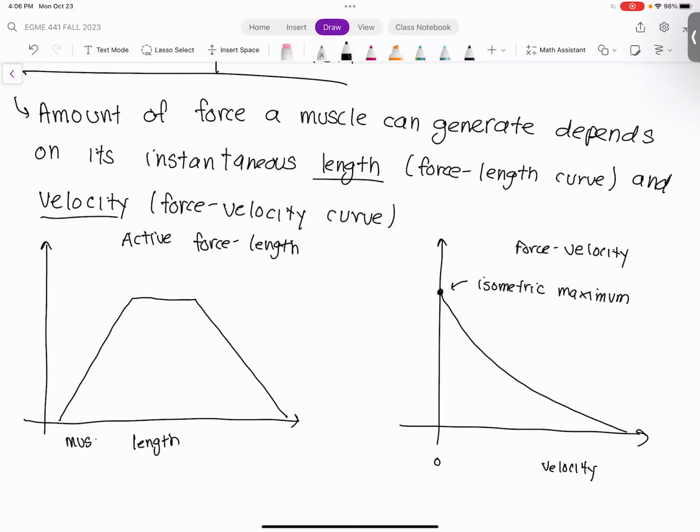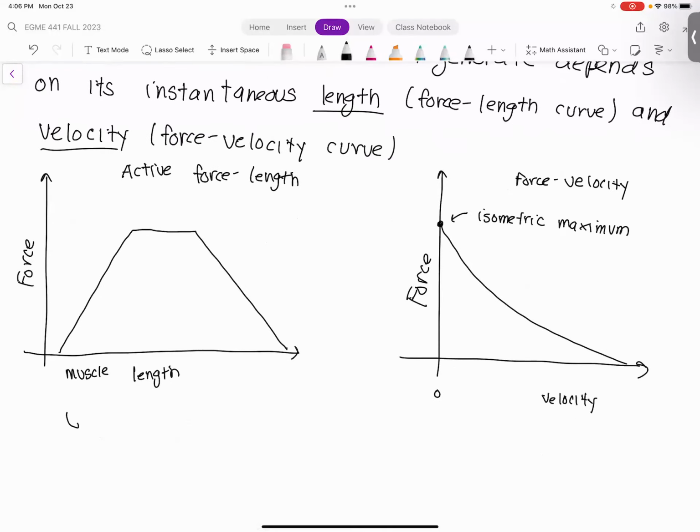On the horizontal axis for the left curve is muscle length. And the vertical axis for both of these curves is the amount of force that can be generated. Okay. So I think that's what we spent the majority of the time talking about last class.